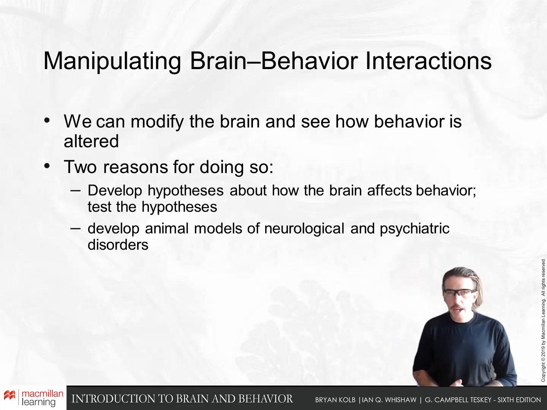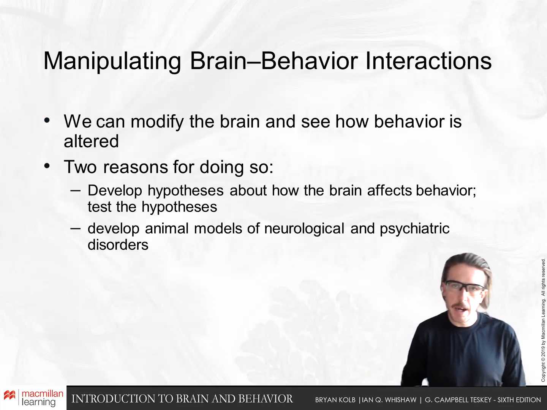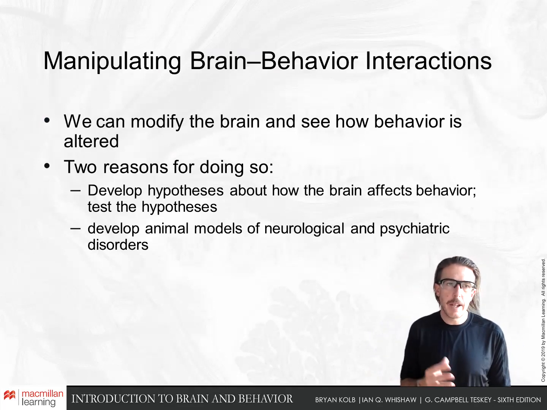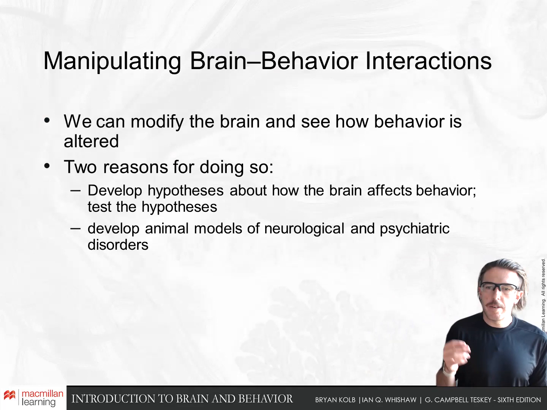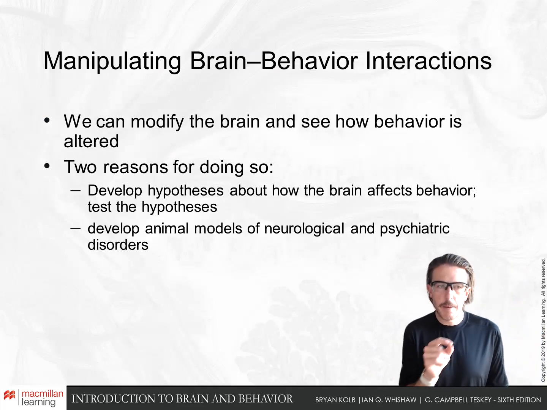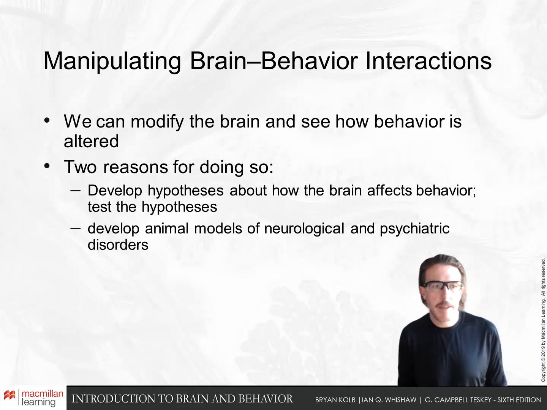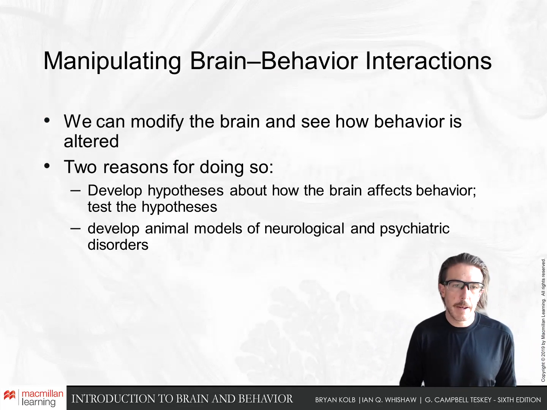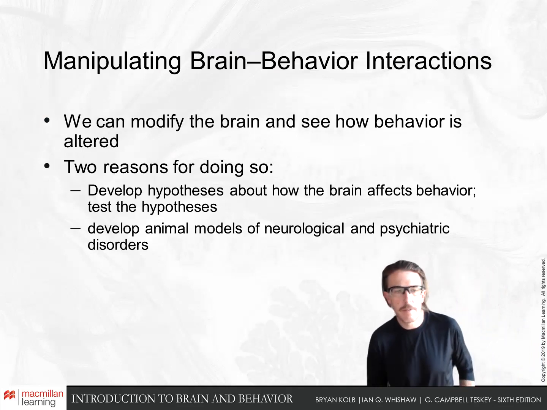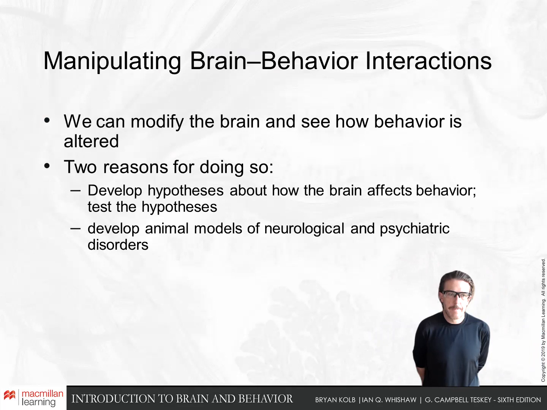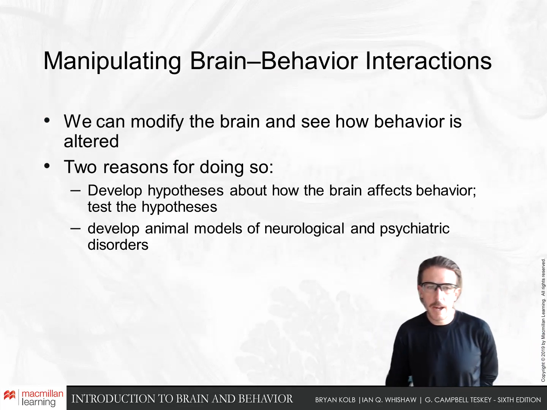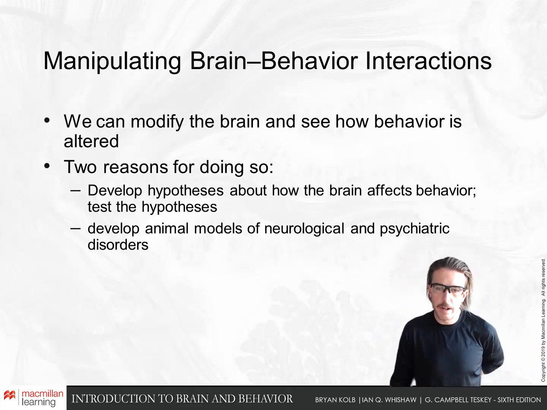So in addition to studying these behavioral outcomes, we sometimes want to manipulate brain activity in order to make causal claims about what those brain areas do for those behaviors. So we can modify the brain and then measure what the outcome in behavior is. This will allow us to develop hypotheses about how the brain influences behavior and test them. And we can also develop animal models of certain disorders or neurological problems that we can then use to develop treatments or drugs.